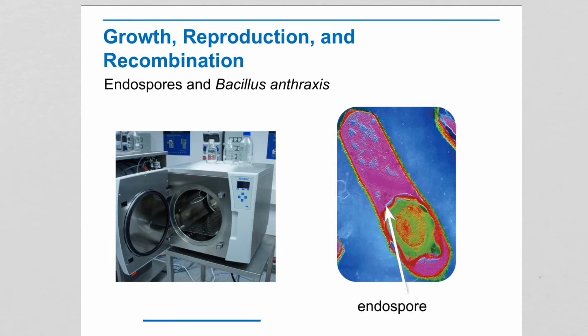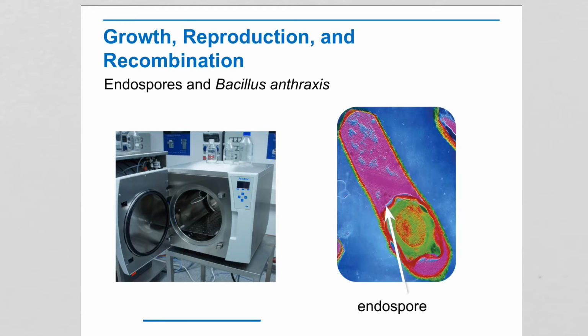But some bacteria don't do well and don't end up getting killed off very easily. And that's an example of one type of bacteria shown here, Bacillus anthracis. Okay, so let me explain what's going on there.